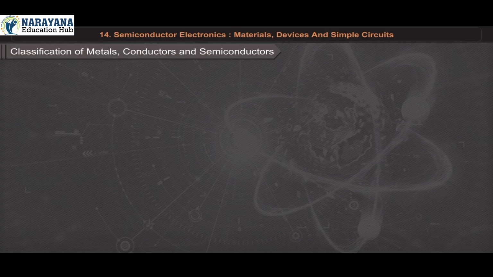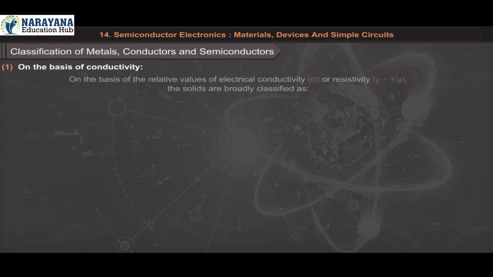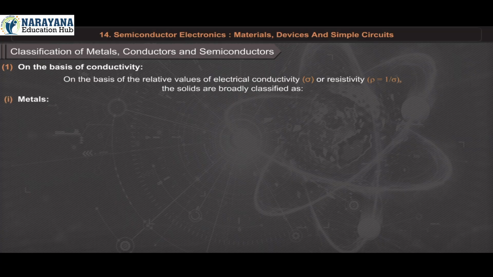Classification of metals, conductors and semiconductors. 1. On the basis of conductivity. On the basis of the relative values of electrical conductivity, sigma, or resistivity, rho, equal to 1 upon sigma, the solids are broadly classified as: Number 1. Metals. They possess very low resistivity or high conductivity.